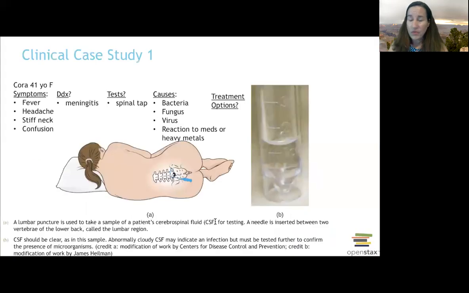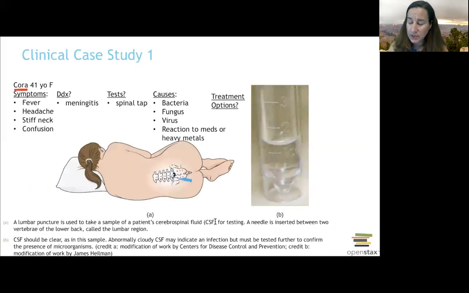So before we get there though, the textbook does these things called case studies. Every chapter I think has one. In this case, our case study that we start out with in chapter 1, her name is Cora. She's 41, so she is 1 year younger than me. 41-year-old female, and her signs when she comes in.